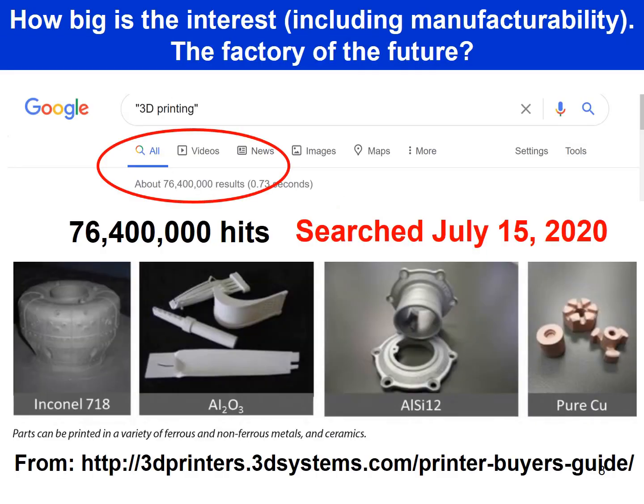How big is the interest? In addition to the market, we'll look at the interest, including manufacturability. People talk about 3D printing being the factory of the future, but if we do a basic Google search with the string search 3D printing, we see that we get about 76 million hits. This was done a few days ago this year. More recently now, people can print Inconel, aluminum oxide, aluminum silicate, and pure copper. So people can build a lot of materials that were not possible a few years ago.